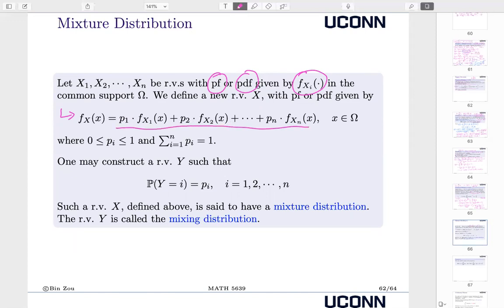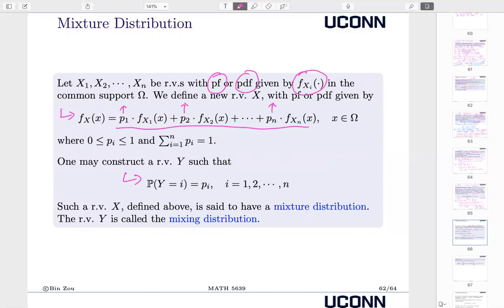We call this a weighted sum with weights pi. You can think of those as probabilities because they are always between 0 and 1, and when I add them up, I get 1. So this is essentially a new probability. Another way to think of this construction is that I define a new random variable Y, and this Y can take n different values.